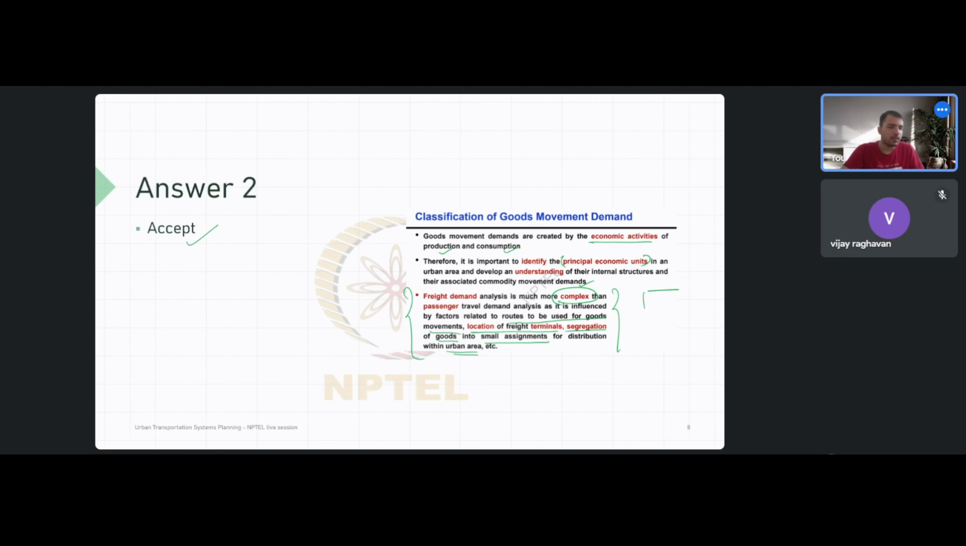If we have a big truck, sometimes the truck will transfer its load into two small commercial vehicles. For that also they need a terminal, a place to do that. So these factors come into the picture. That's what makes freight demand analysis much more complex than passenger demand analysis. So this is the key takeaway.